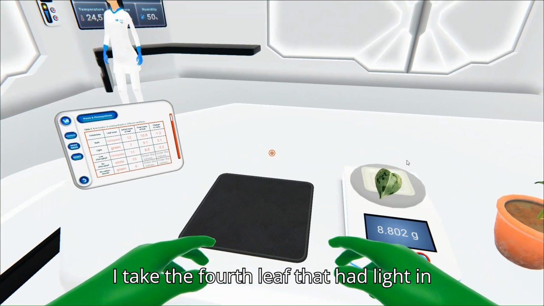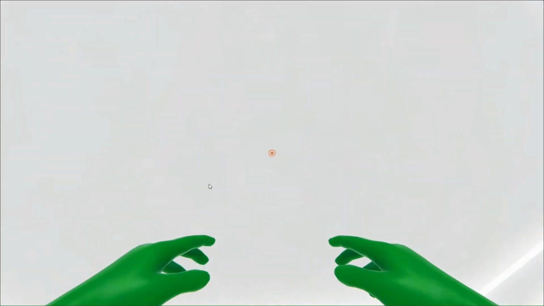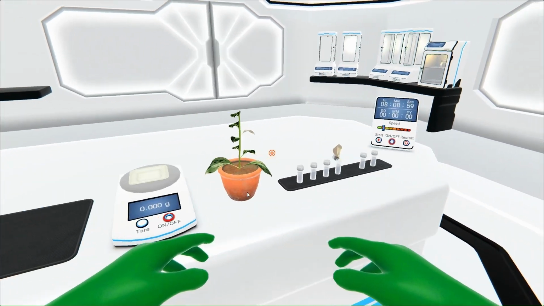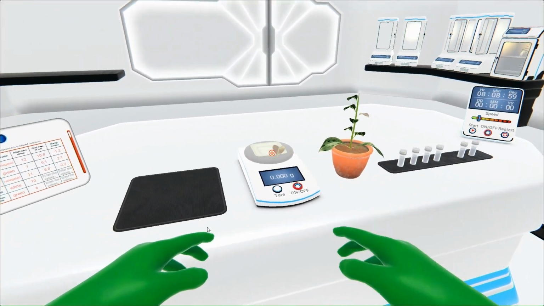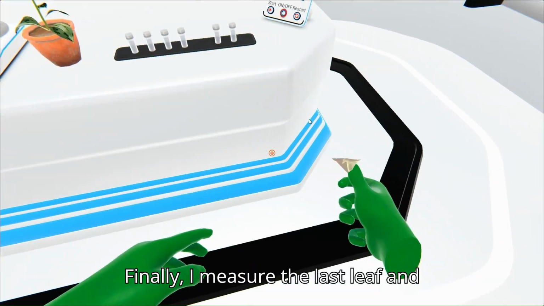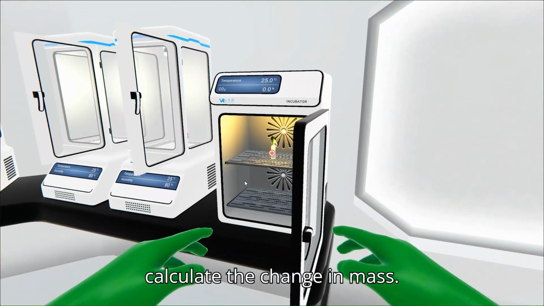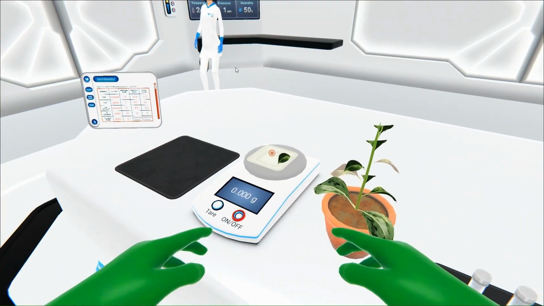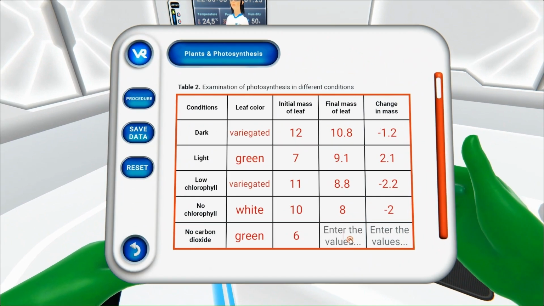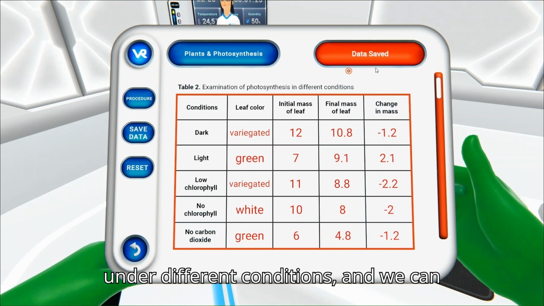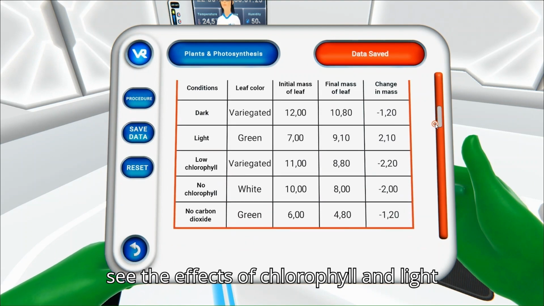I take the fourth leaf that had light in the chamber. Finally, I measure the last leaf and calculate the change in mass. In this way, we examine photosynthesis under different conditions, and we can see the effects of chlorophyll and light on photosynthesis.